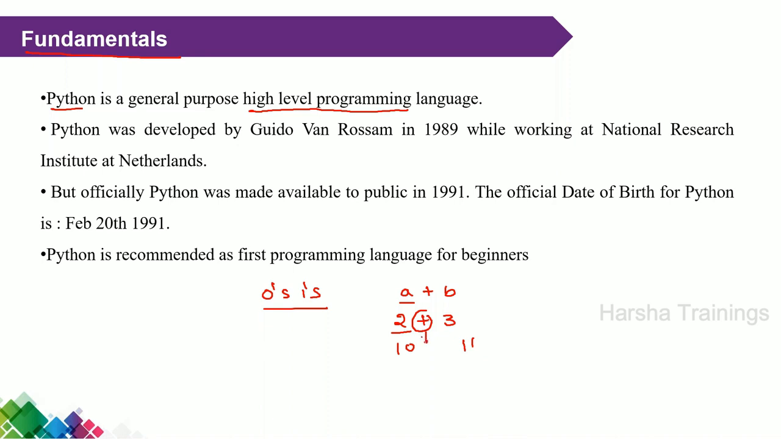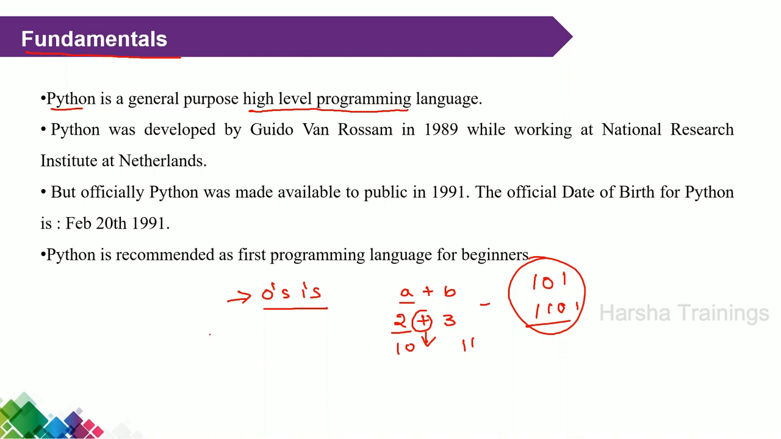Then is it possible for a normal user to remember all the binary conversions? For example, assume the binary representation for plus is 101, or suppose 1101, like this. We have many operations. It is not possible for a human being to remember all the binary things. That is the reason we are not supposed to use this language, that is, machine language.